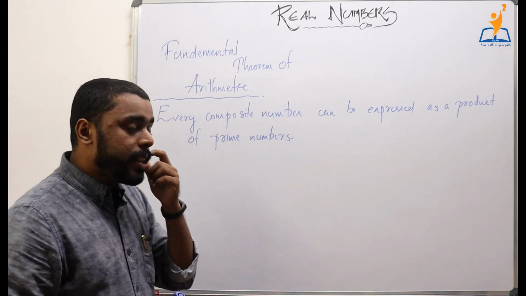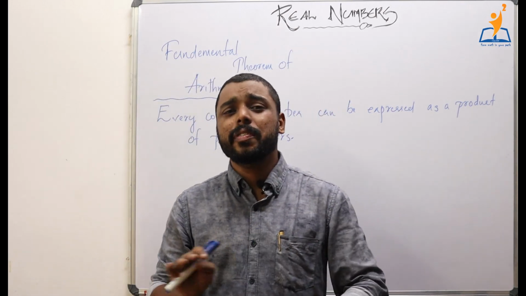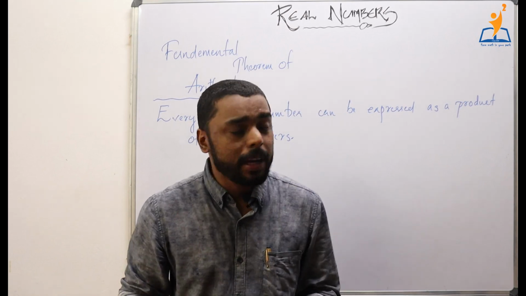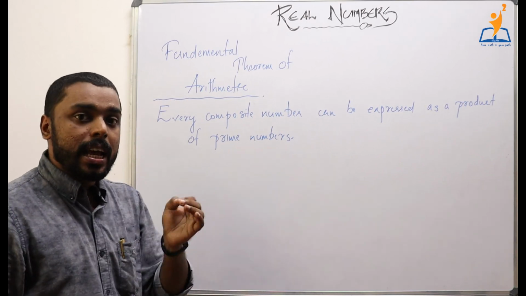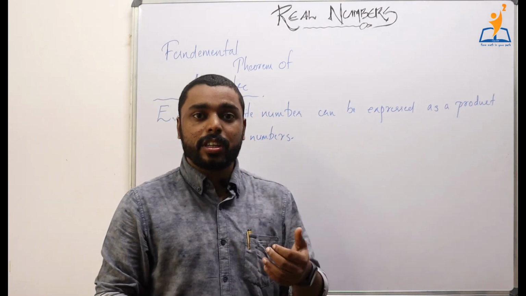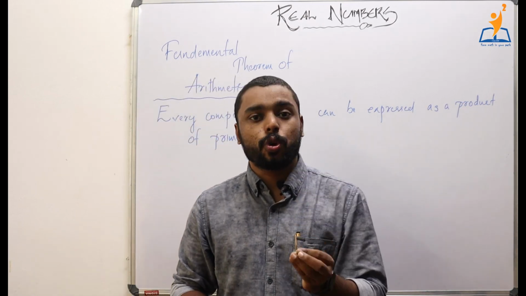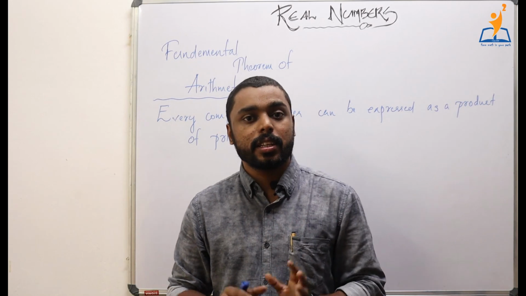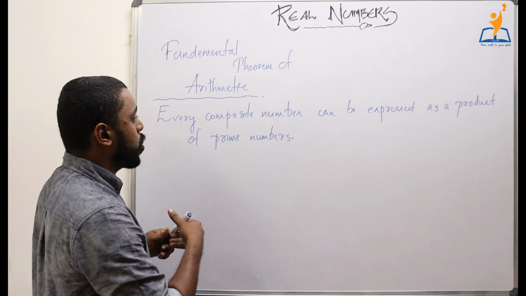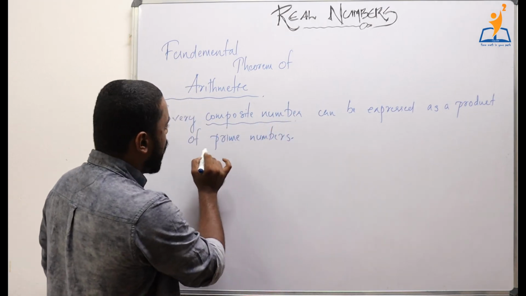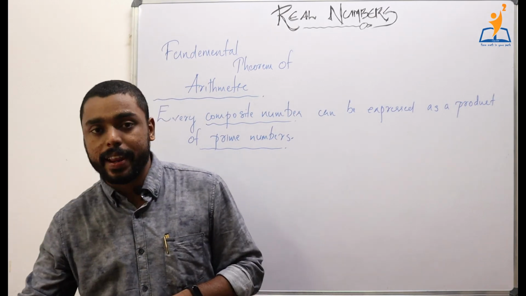That is, the fundamental theorem of arithmetic states that every composite number, whatever be the number, if it is a composite number, we can represent as a product of prime numbers. Just like the previous example, we took an example 32,760 and we expressed it as 2 cube into 3 square into 5 into 13. Like that, we can always express any composite number as a product of prime numbers. This is what the fundamental theorem of arithmetic says.